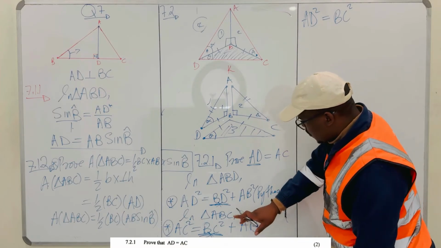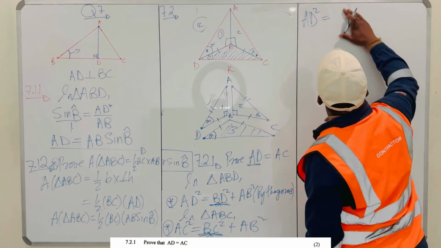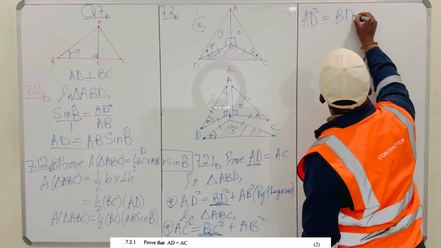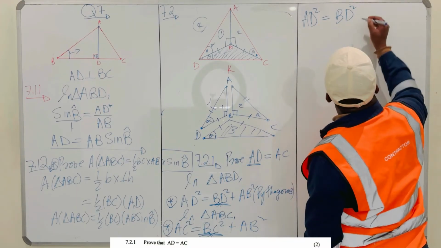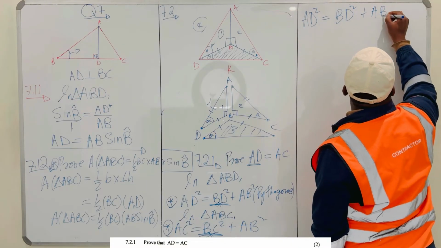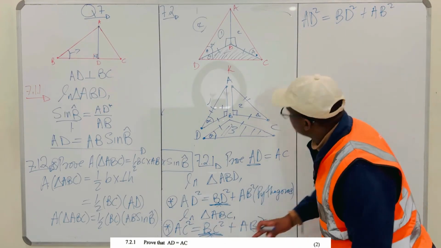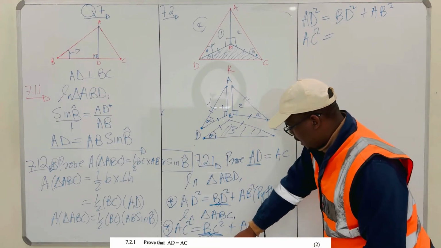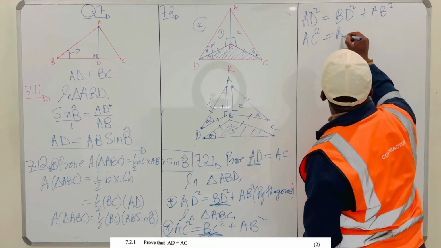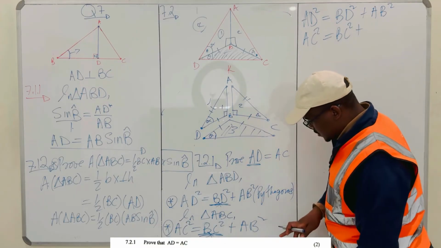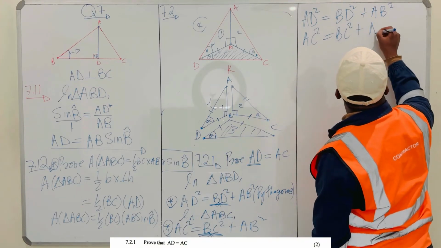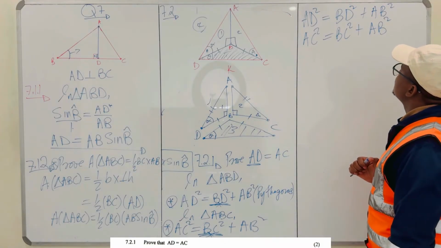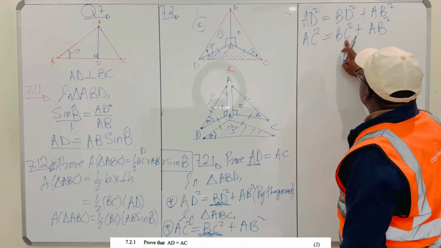AD squared is equal to BD squared plus AB squared. And the second one, you can say AC squared is equal to BC squared plus AB squared. Right? No problem.